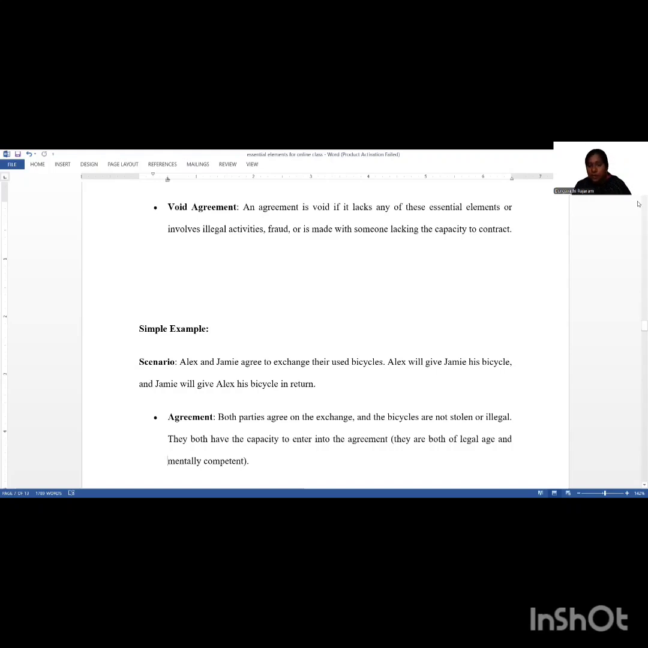Now we'll take this example itself. Alex and Jami are above 18 and they have the capacity to enter into the contract, and the bicycles are not stolen and it does not involve any illegal activity. They are making an agreement, exchanging the bicycles with each other. So there is not a problem.